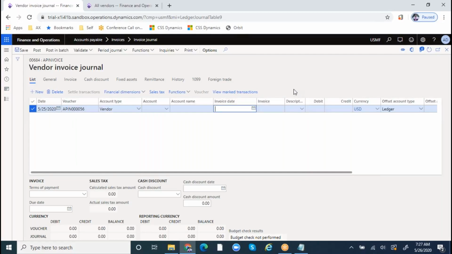Future date is also possible, right? Yes, it is possible. The system will not stop you. But that is not the best practice. Yes, the system doesn't have any restrictions. You can post. Okay, Satya, thanks.